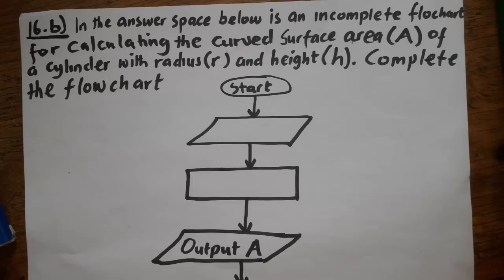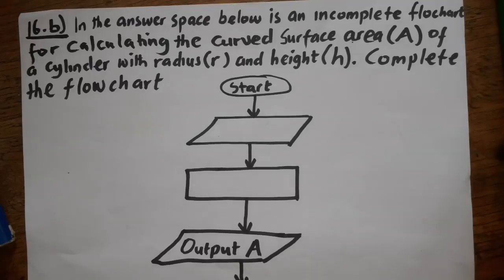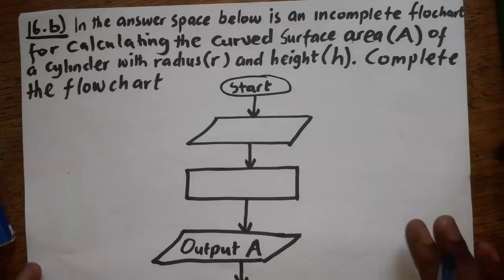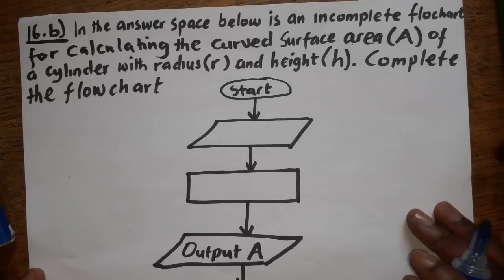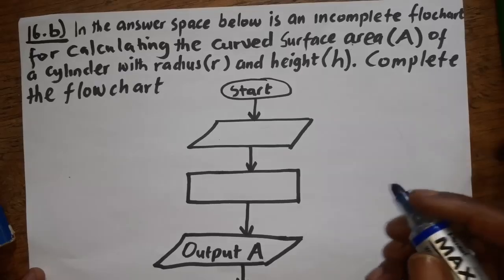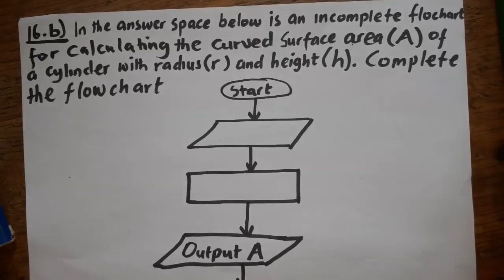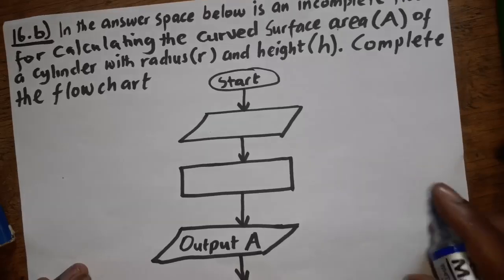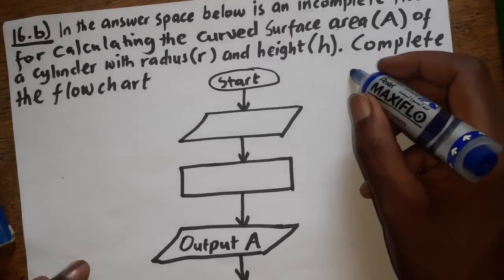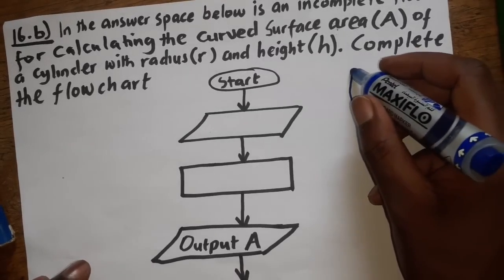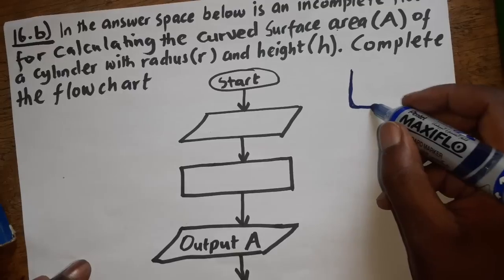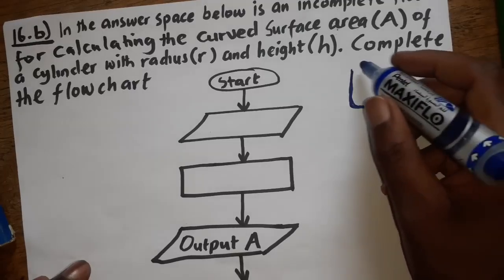So we want the curved surface area of a cylinder, isn't it? You need to know the curved surface area of a cylinder, like the formula. All right? So the curved surface area of a cylinder. So we have, for instance, this is a cylinder, isn't it?